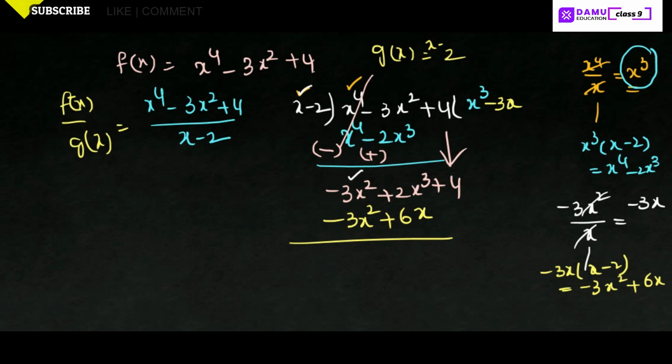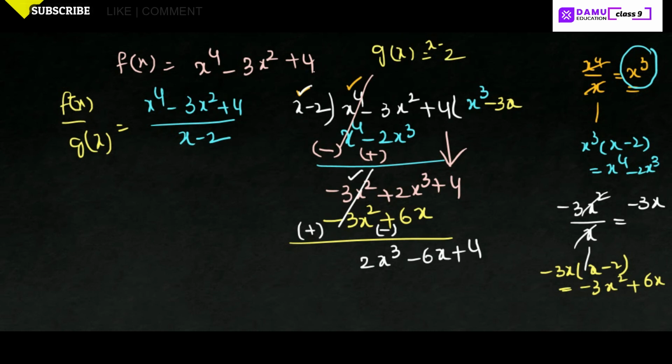Then here we are going to change the symbols only for the lower ones. It will become plus, it will become minus. We should not change the upper ones. So plus 3x square minus 3x square will cancel. Then 2x cube minus 6x plus 4. We have to write like that.